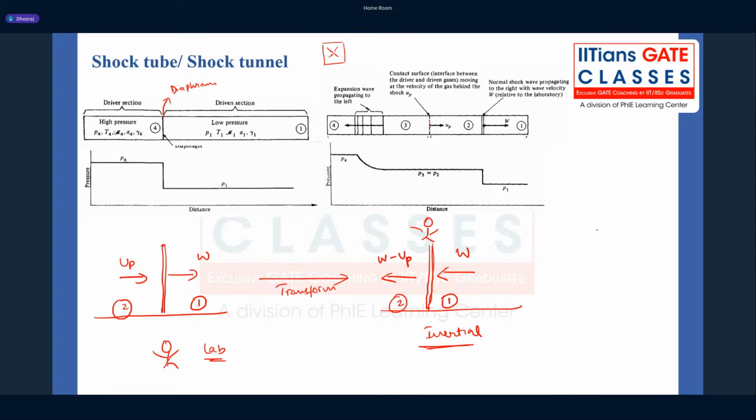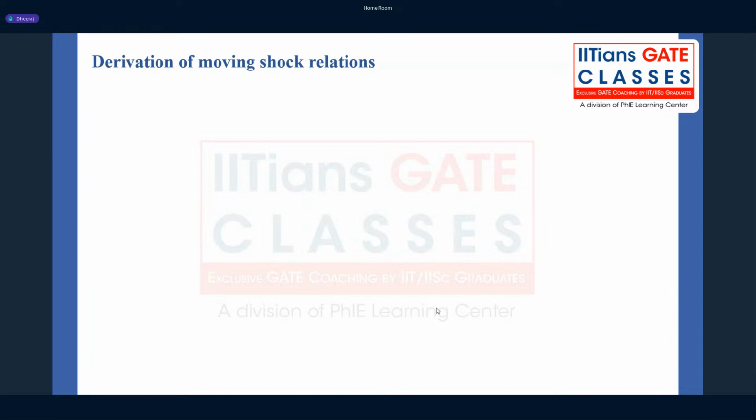So it's just like the CFD problems that we take. If there is an airplane which is moving with a velocity v, we transform it as the same aircraft which is stationary, and my fluid is coming at me with a velocity v. So the same idea is here. We'll derive some relations for the moving shock problem.